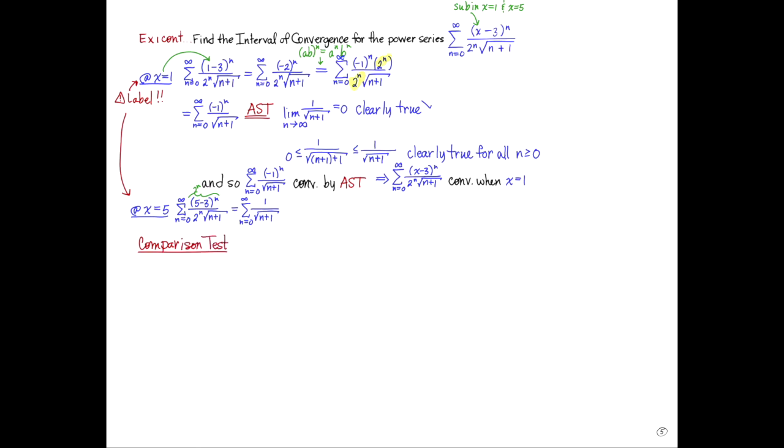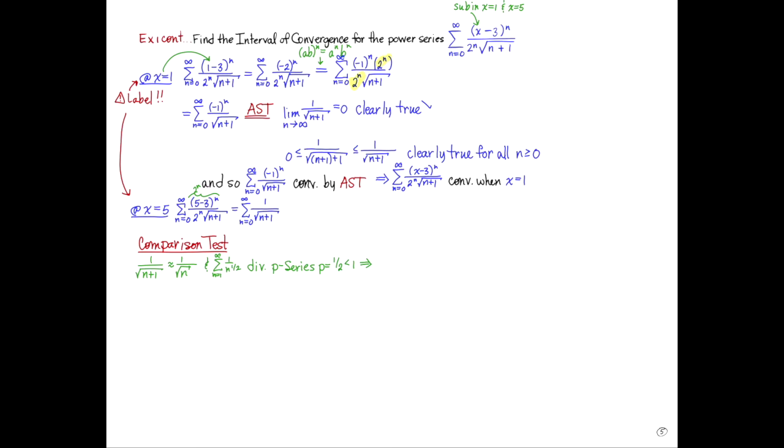Let's do a little scratch work to find our compare to series. 1 over the square root of n plus 1 is going to be similar to 1 over the square root of n for very large n. And we know that the sum from n equals 1 to infinity of 1 over n to the 1/2 diverges by the p-series test, p equal to 1/2, which is less than 1. That tells us the direction that we want our inequality to go.